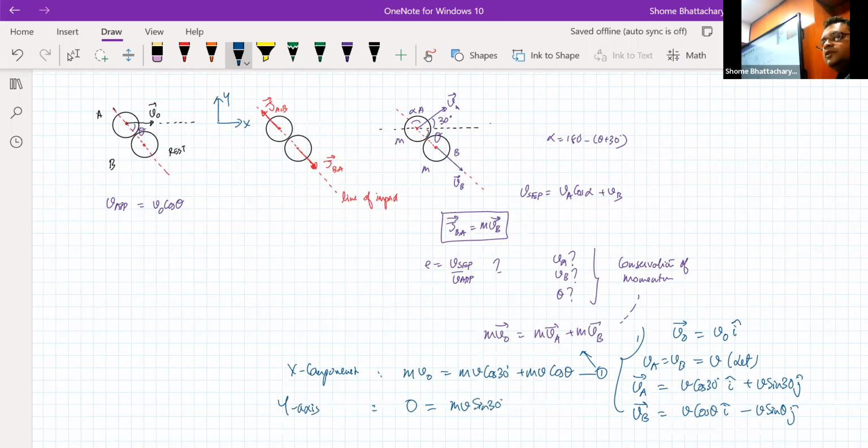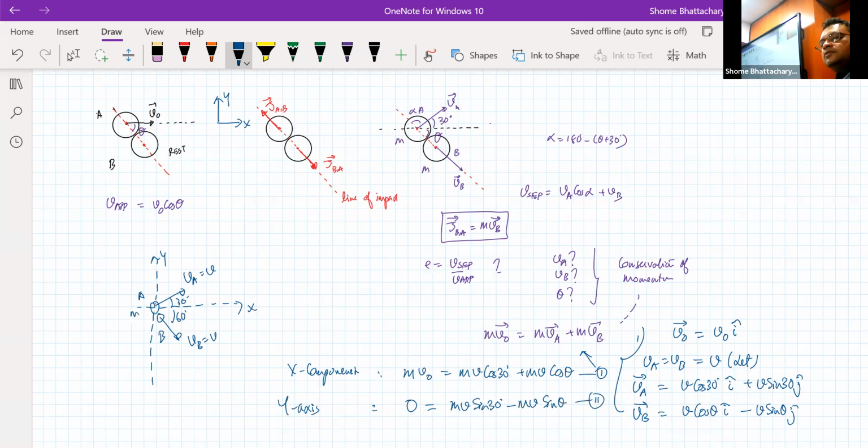Basically what we are saying is that after impact, A and B are moving like this now. This has the magnitude V, this also has the magnitude V. But with respect to our x-axis, this is at an angle of 30 degrees, and this is at an angle of 60. So this is the diagram we are looking at. This is our x-axis, this is the y-axis after impact. So it's this equation, and this will become minus mv sin theta. That's our second equation.